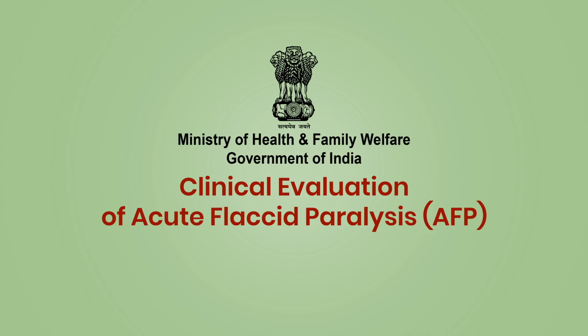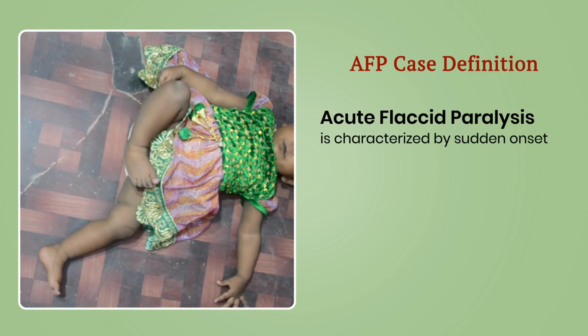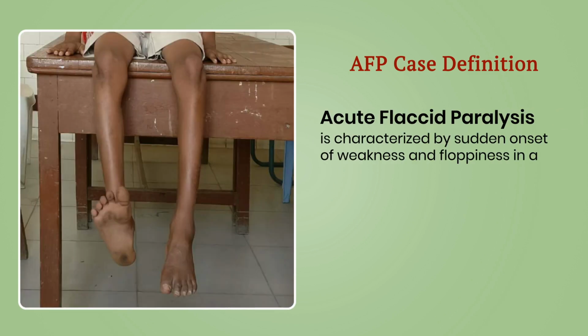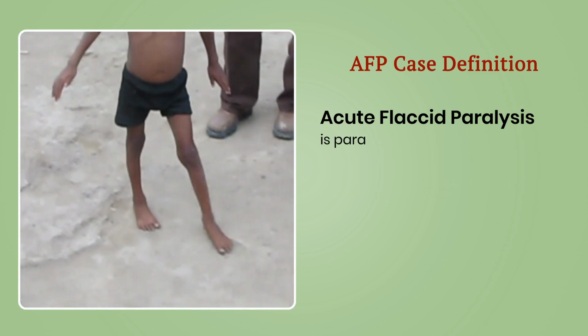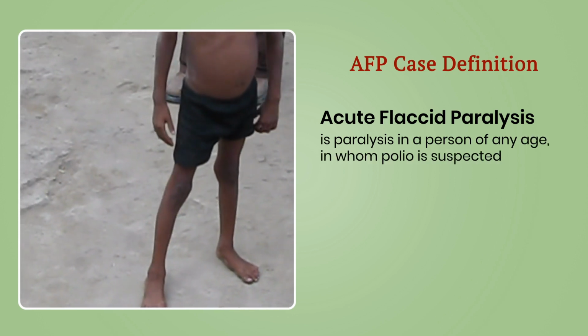In this video, we will learn about the clinical evaluation of an acute flaccid paralysis case. AFP is characterized by sudden onset of weakness and floppiness in any part of the body in a child less than 15 years of age, or paralysis in a person of any age in whom polio is suspected.